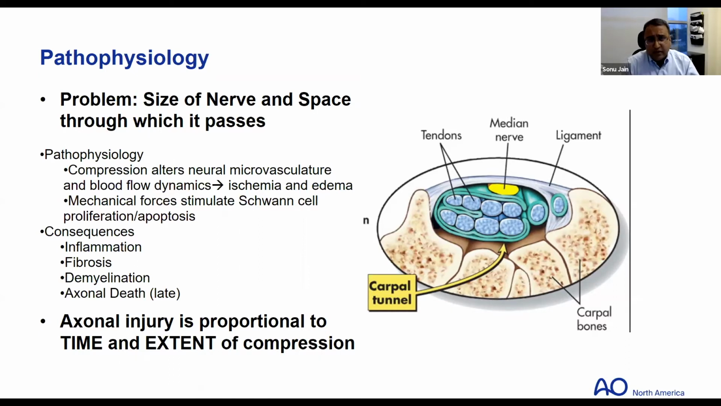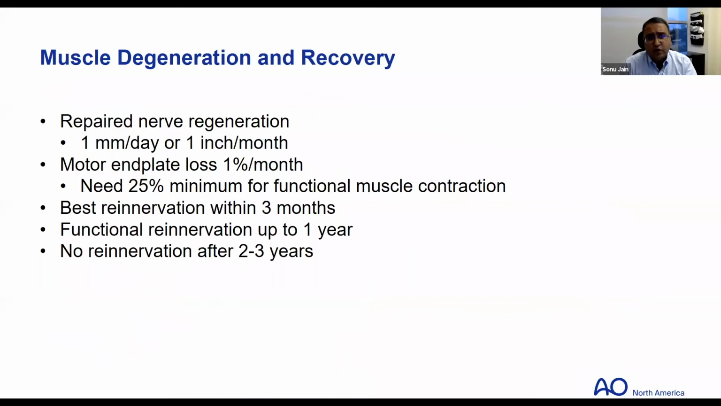So what you want to take away from this is that the axonal injury is proportional to the time and extent of compression. So the way the nerve recovers is that it heals at about 1 millimeter a day, or approximately 1 inch a month, and the motor end plate loss occurs about 1% a month, and you need about 25% of it for functional muscle contraction. Best reinnervation occurs within 3 months, and functional reinnervation can occur up to about 1 year, but no reinnervation occurs after about 2 or 3 years.